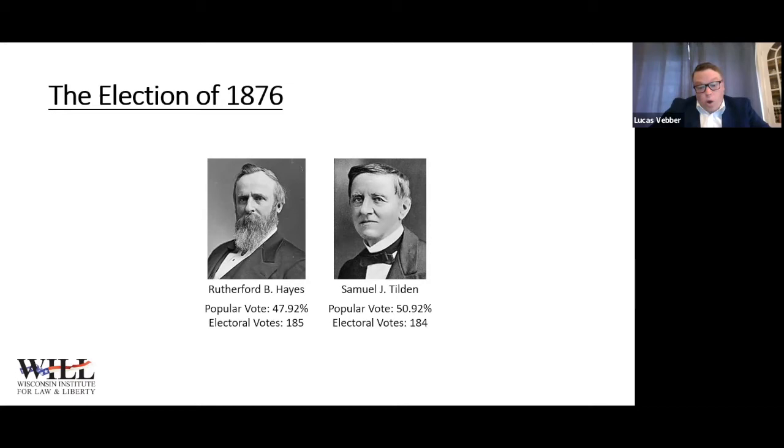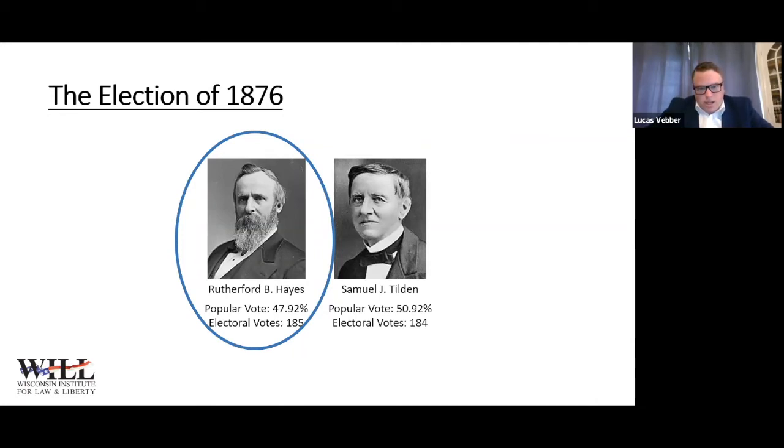Samuel Tilden won the popular vote. This is, so far as I know, the only time in American history when a candidate actually won the popular vote, got more than 50%, a majority of the popular vote, but was not elected president of the United States. In this case, several states submitted two sets of results. One set purported to be for Hayes, one set purported to be for Tilden. A lot of the southern states in particular were doing this.